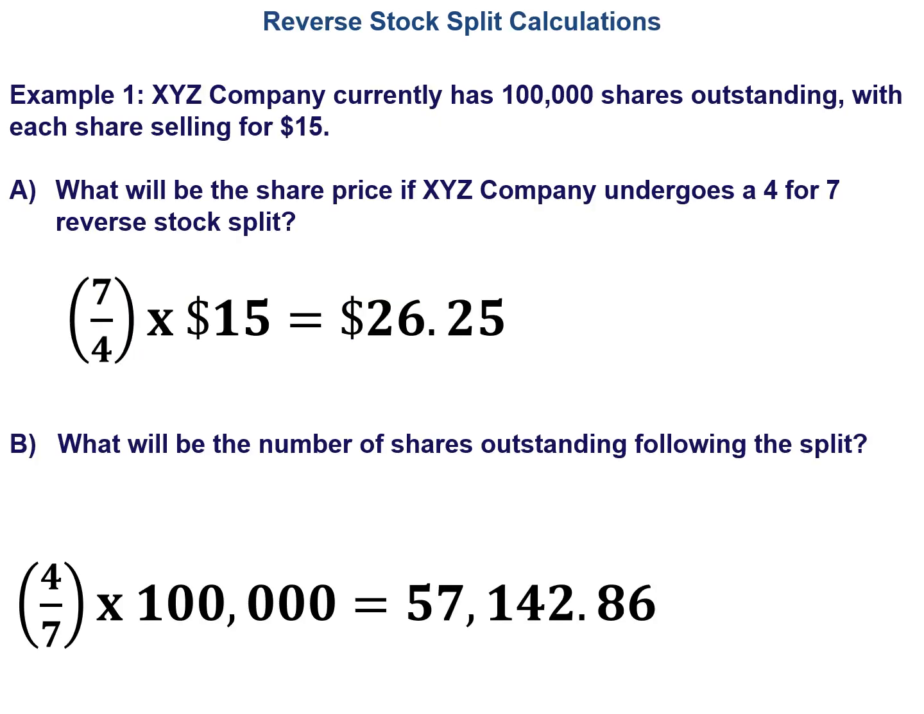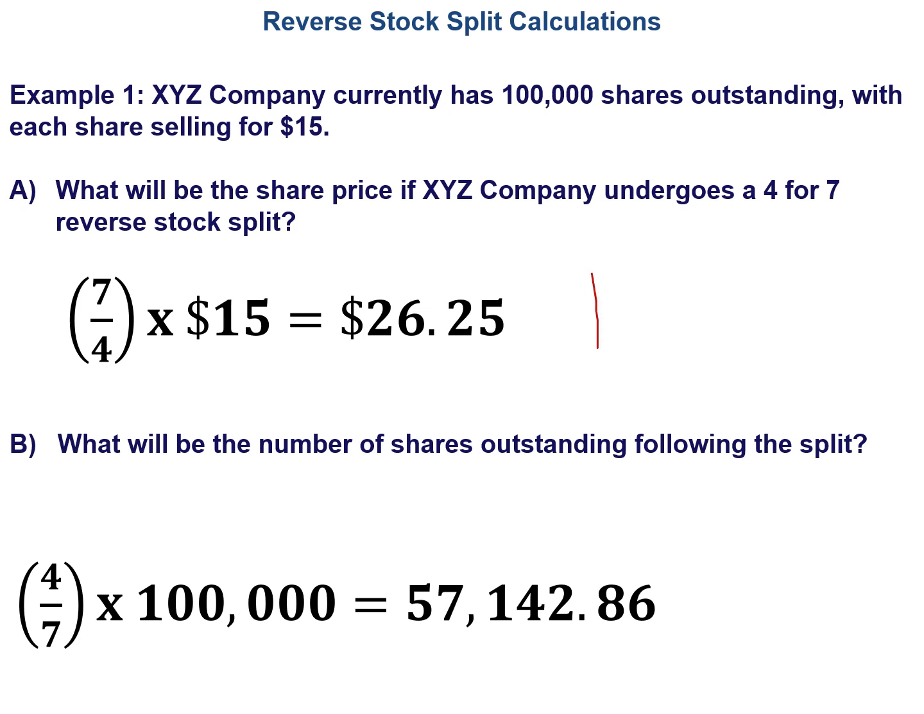Now let's apply the same logic to reverse stock splits. Reverse stock splits are simply the opposite of stock splits, and if you can get a good grasp on stock split calculations, you'll be able to do reverse stock split calculations pretty easily. So in this example, XYZ company has 100,000 shares outstanding with each share selling for $15. Question A asks, what will be the share price if XYZ company undergoes a 4-for-7 reverse stock split? Remember that in stock split calculations, the price went down. In reverse stock splits, it's the opposite, and we know that the price goes up after a reverse stock split. So for every 7 shares that an investor owned prior to the split, they'll have 4 after the split in this reverse stock split.